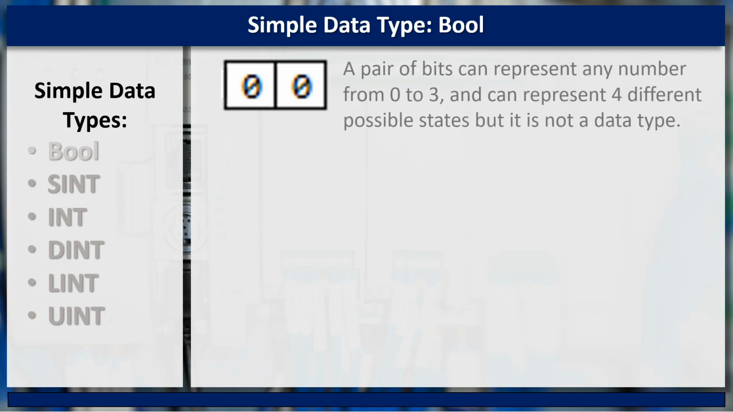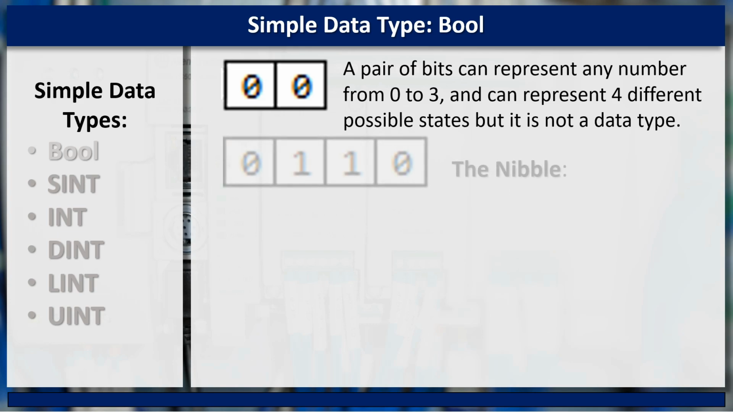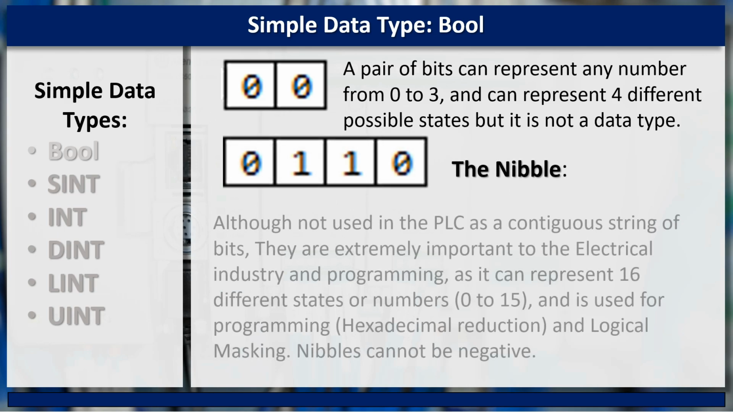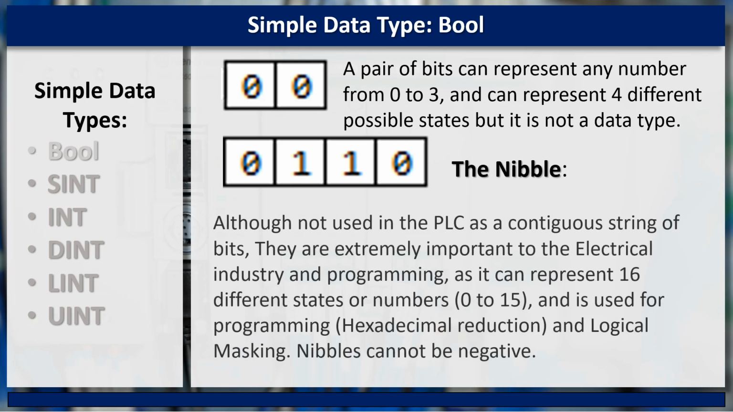A pair of bits can represent any number from 0 to 3 and can represent 4 different possible states, but it is not a data type. The nibble, although not used in the PLC as a contiguous string of bits, is extremely important to the electrical industry and programming, as it can represent 16 different states or numbers 0 to 15 and is used for programming using hexadecimal reduction and logical masking. Nibbles, however, cannot be negative.